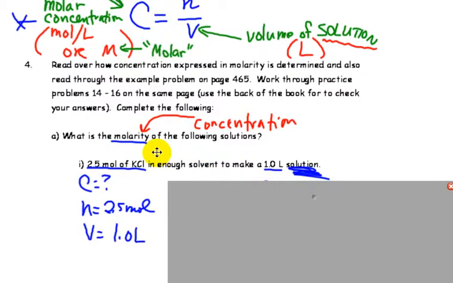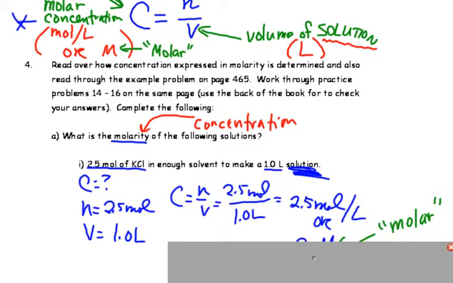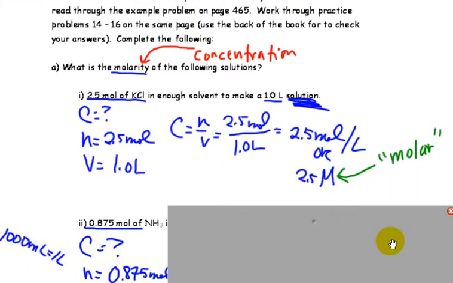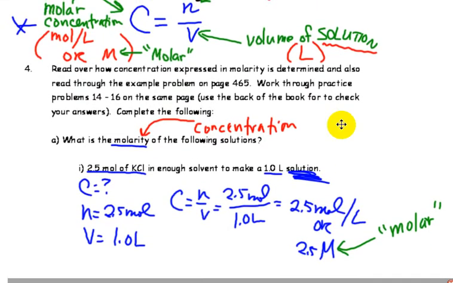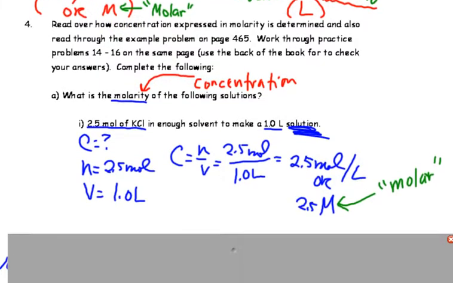All of these are asking you to find molarity or molar concentration of these solutions. So C is my big question mark. I'm given moles of solute, liters of solution, etc. So this one's easy enough. 2.5 moles divided by 1 liter, I get 2.5 moles per liter, or 2.5 molar if I want to use the alternate unit here. Moles per liter or molar.